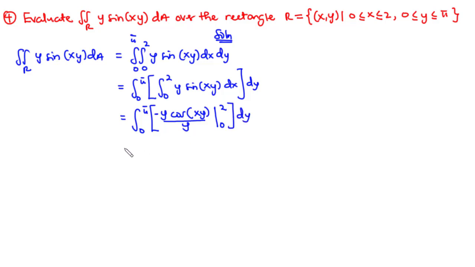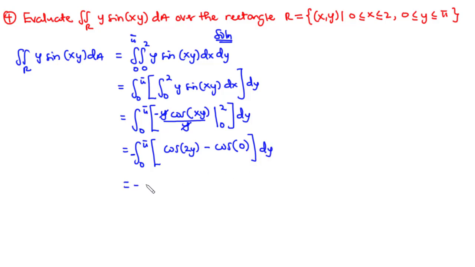And then multiplying dy. So this becomes the integral from 0 to pi of, now y cancels out y, so we are left with a negative, so we can pull out the negative, multiplying the whole expression here. We are going to have cos xy, so in place of x we have 2, so that becomes cos 2y minus cos 0 times y is 0, so cos 0.